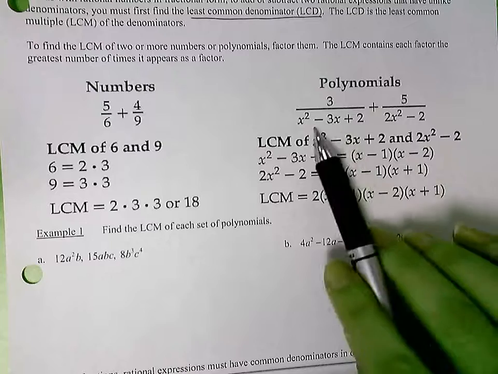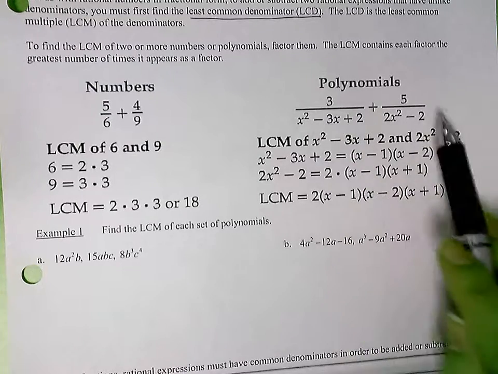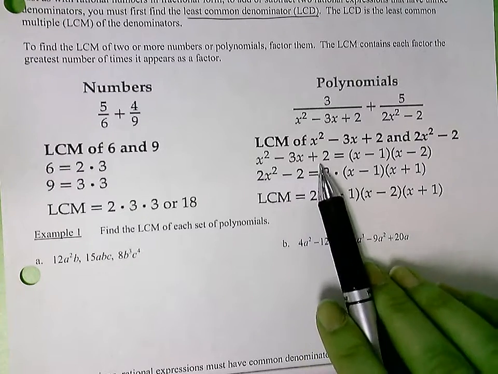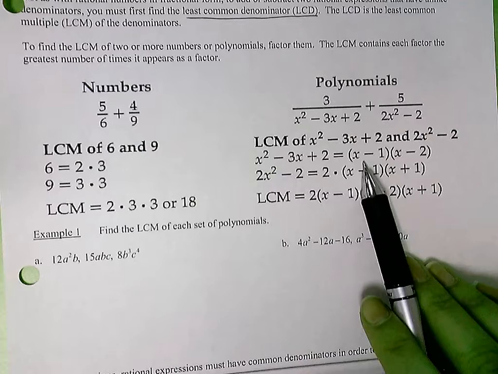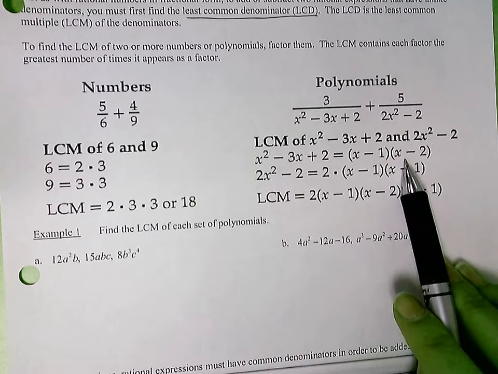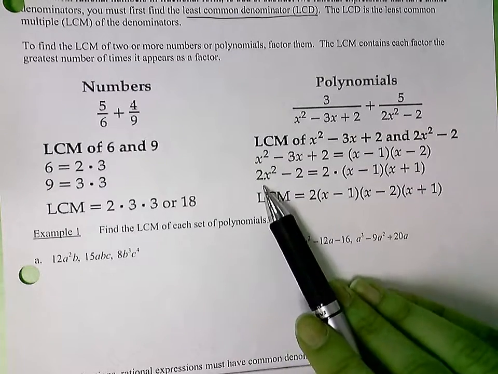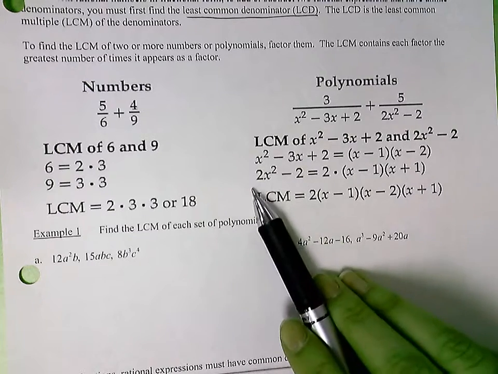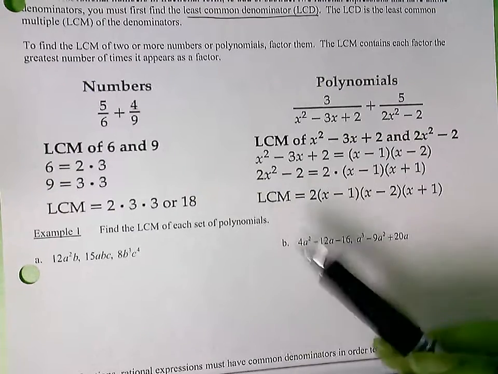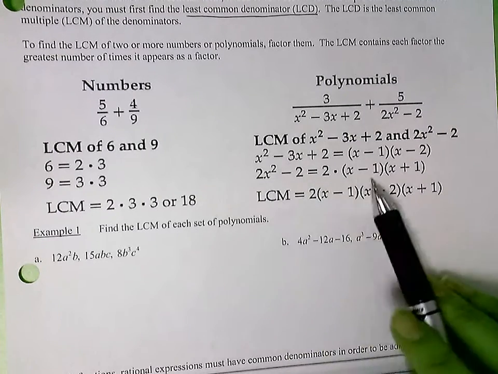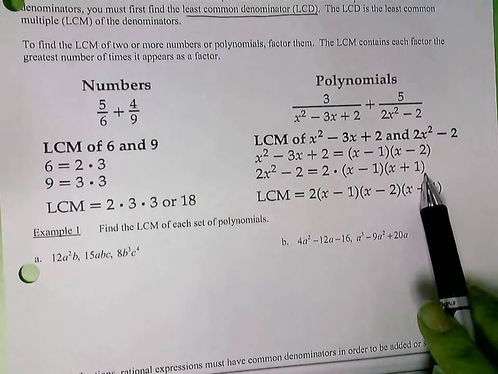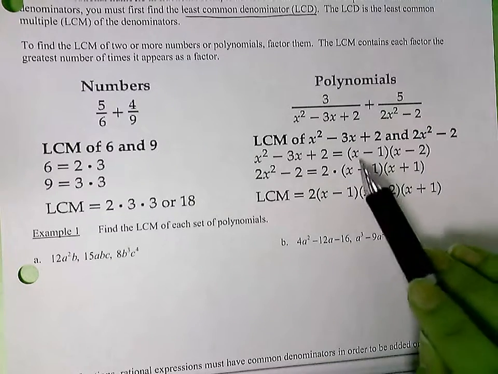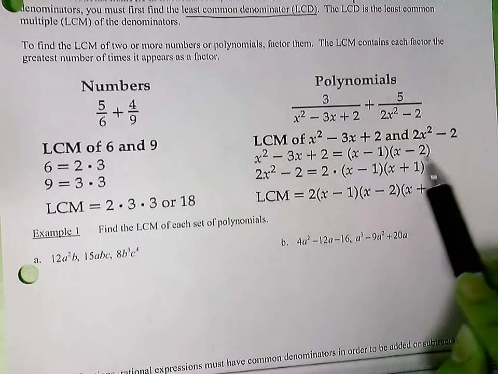With polynomials, you would have to factor this and factor this. So if I factor x squared minus 3x plus 2, that would be x minus 1 times x minus 2. And if I were to factor 2x squared minus 2, first you take out a 2. Once I take out a 2, I have x squared minus 1, which factors into x minus 1, x plus 1. Now to find that least common multiple, I always just rewrite what that first term was.